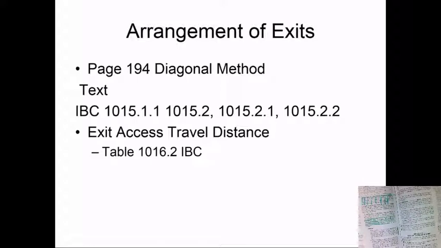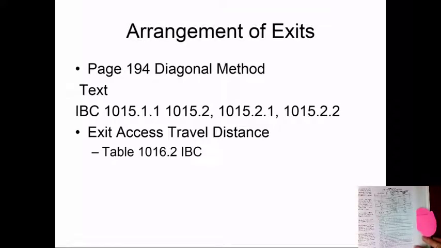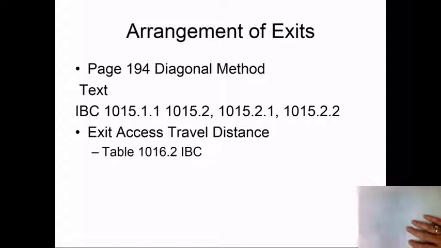In addition to that, you have to look at your travel distance. What do we mean by travel distance? These are your occupancies. This is telling you how far you can go from one place to another without a sprinkler system: 200, business 200, storage, utilities, factories 300, and a lot of them are not required. So what am I talking about? Let's look at this.